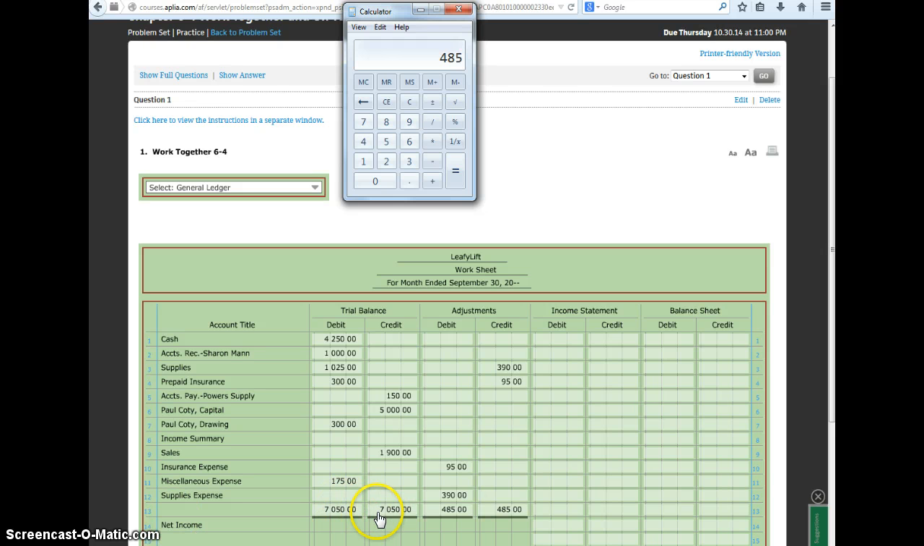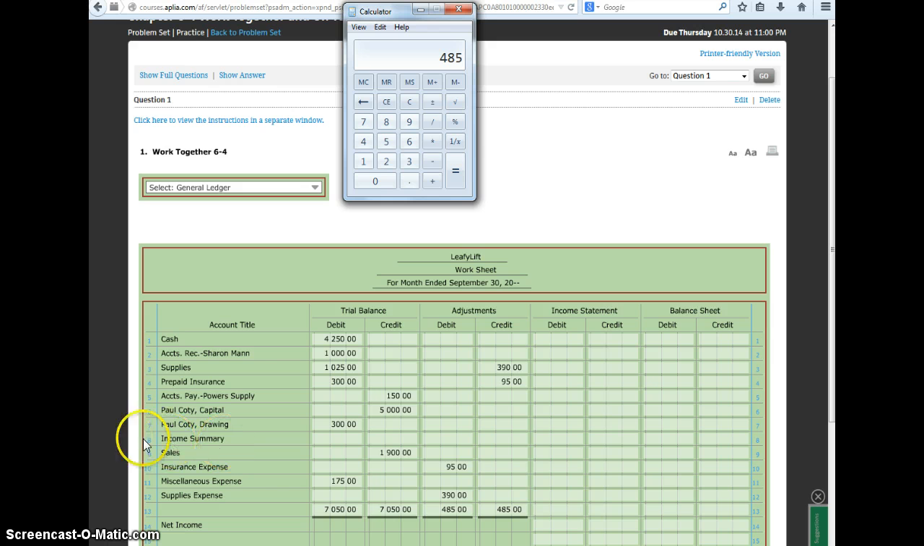Okay, so now we have our numbers in here for our trial balance and our adjustments. We looked, we made sure everything balanced, and it does. Now we're going to extend our balances across to the correct financial statement columns, income statement and balance sheet. Please remember, assets, your liabilities, and owner's equity all go on your balance sheet. Sales and all your expenses go on your income statement.